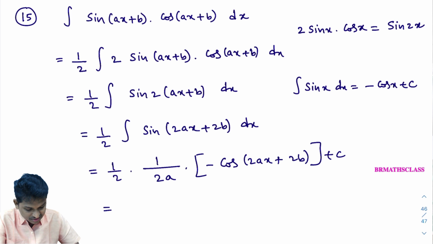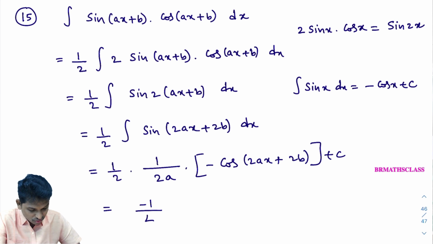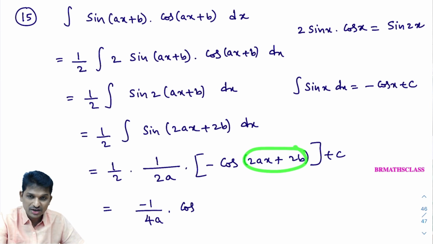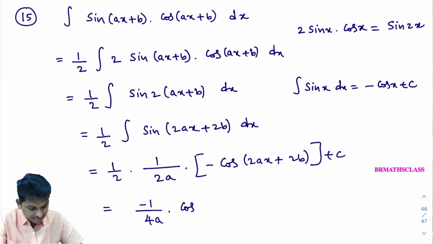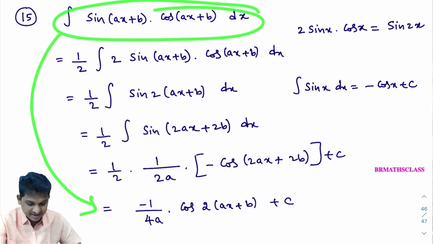If I simplify this, what will I get? Multiply these three things, what will you get? Minus 1 divided by 2 into 2a, which is 4a, into cos of. Here, if you want, you can take 2 common, or else you can keep it as it is. Cos of 2 common, you will get ax plus b, plus c. I hope you understand how to integrate this.